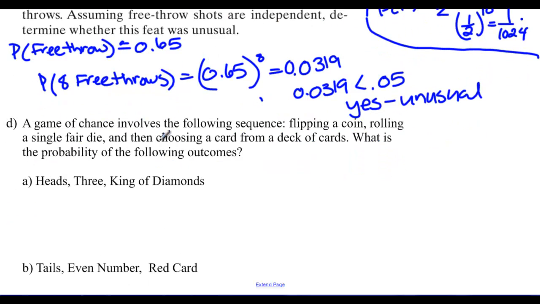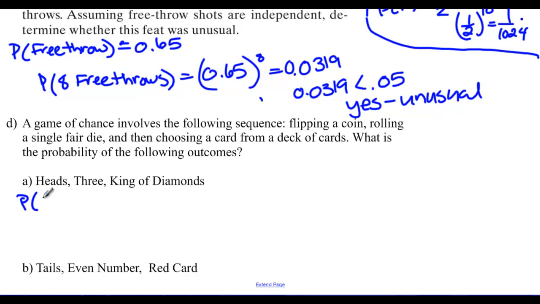Okay, now here's a game that nobody's ever going to play. So let's say that you have a game of chance where you want to flip a coin, roll a single fair die, and then choose a card from a deck of cards. What's the probability of the following outcomes? So we want to flip a head, roll a 3, and then pull a king of diamonds.